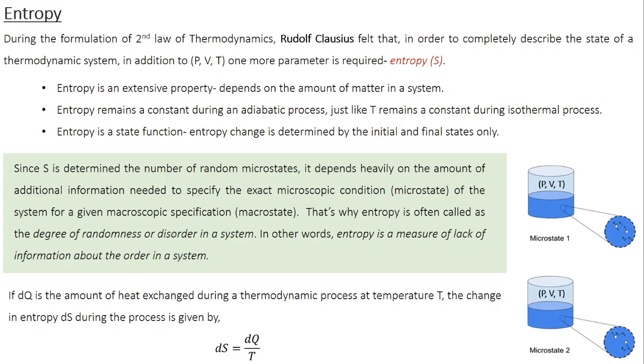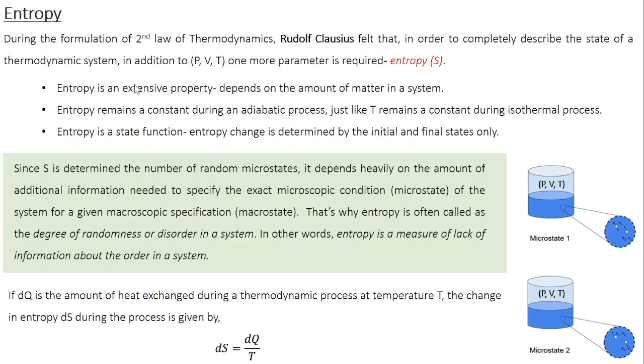During the formulation of the second law of thermodynamics, Rudolf Clausius felt that the thermodynamic variables pressure, volume and temperature are not sufficient to completely describe the state of a thermodynamic system. So he added one more variable known as entropy, denoted by the letter S. He also made the following important observations regarding entropy.